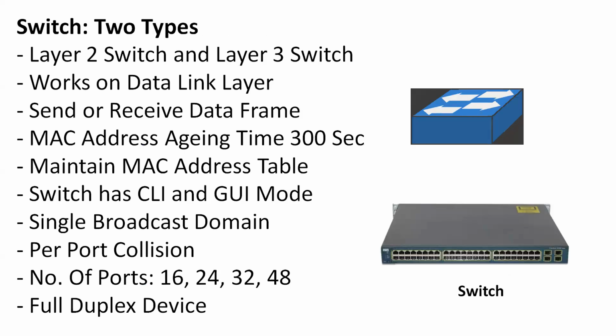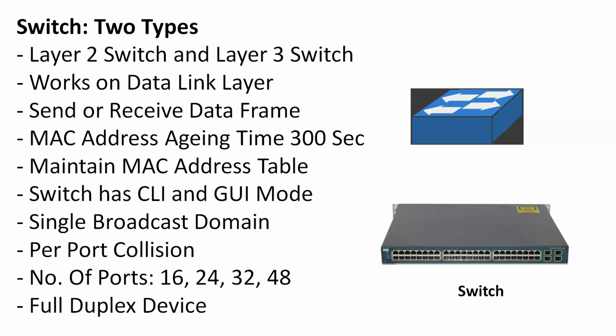Then we have the switch. A switch is a layer 2 device, or we can say a layer 2 and 3 device. It is a full duplex device. The number of ports is 16, 24, 32, and 48, and there is per port collision in the switch. It works on the data link layer and sends and receives data frames. The MAC address aging time is 300 seconds. It maintains a MAC address table. A switch has CLI and GUI modes.